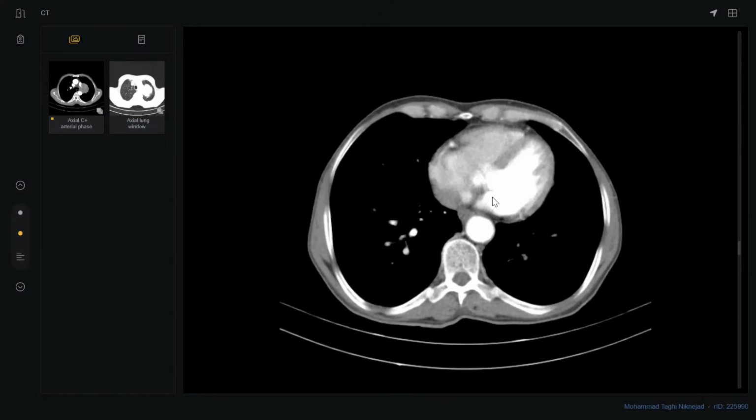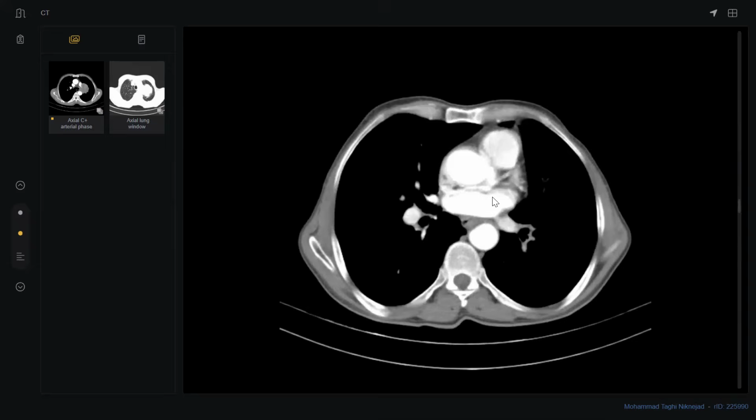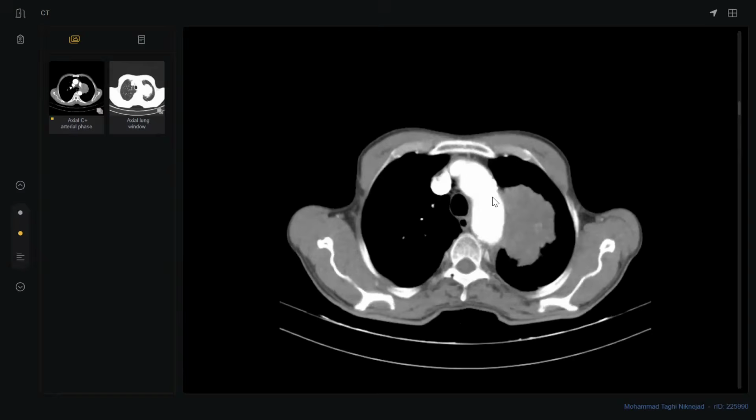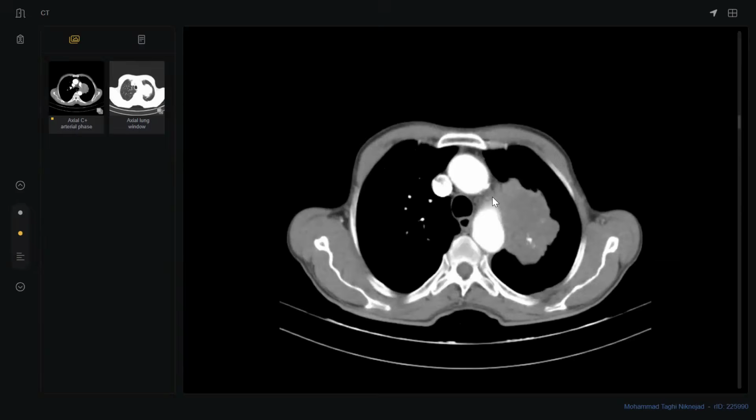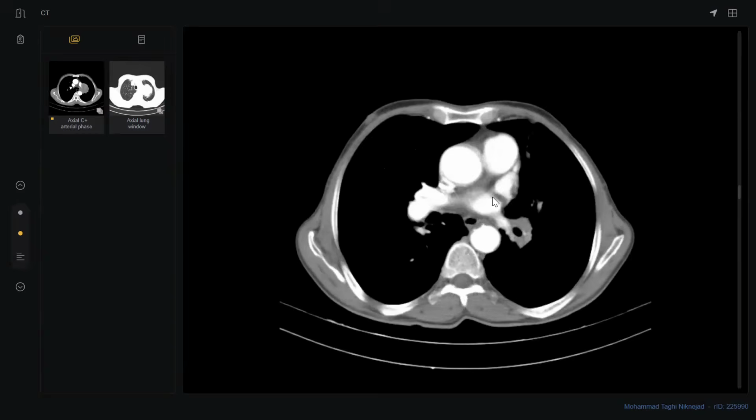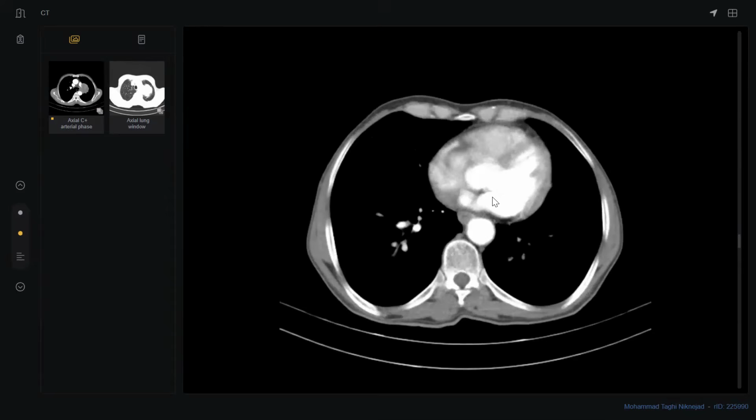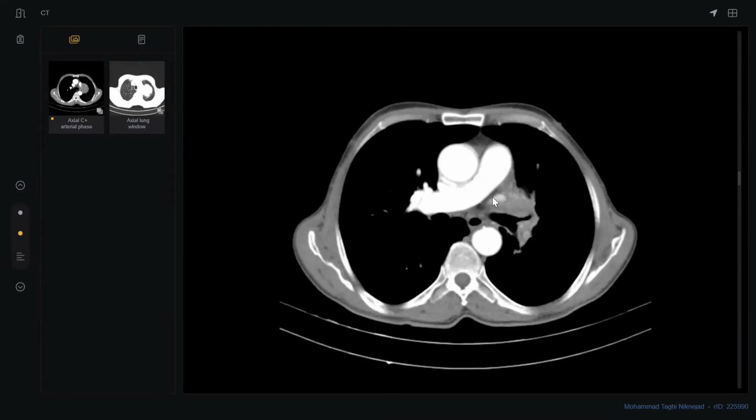Through which route can they do tissue diagnosis? By bronchoscopy, as this is a central mass and it is in close relation to the left main bronchus. Why did this patient present with this? Dysphagia.